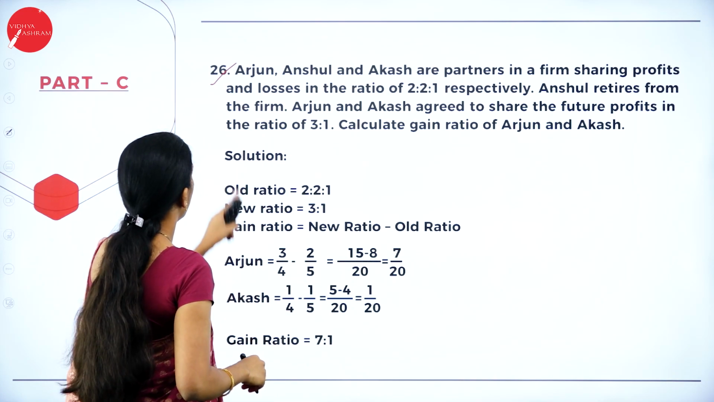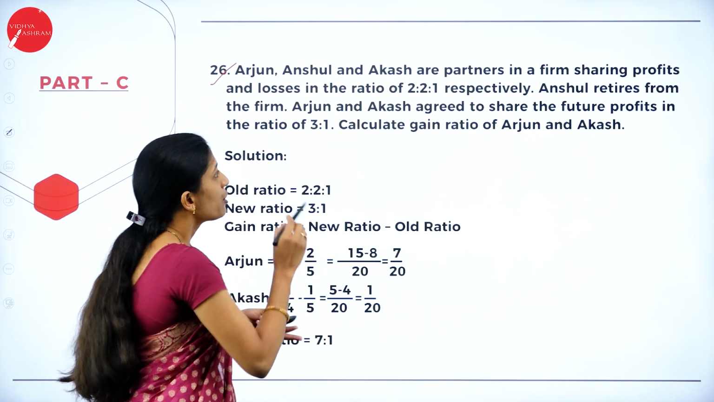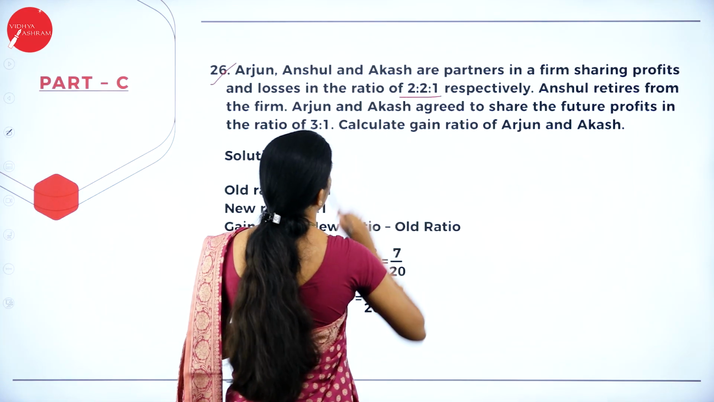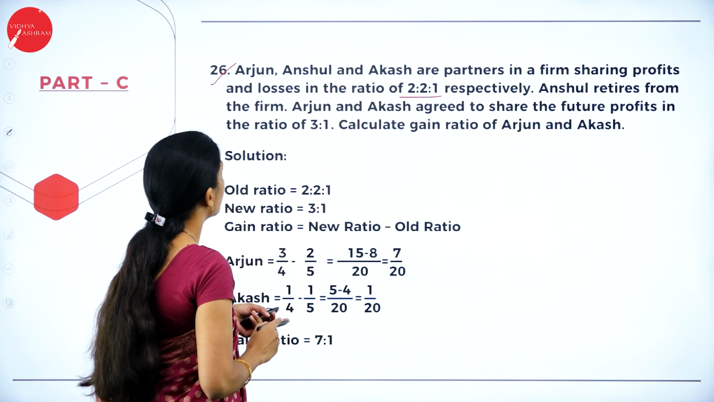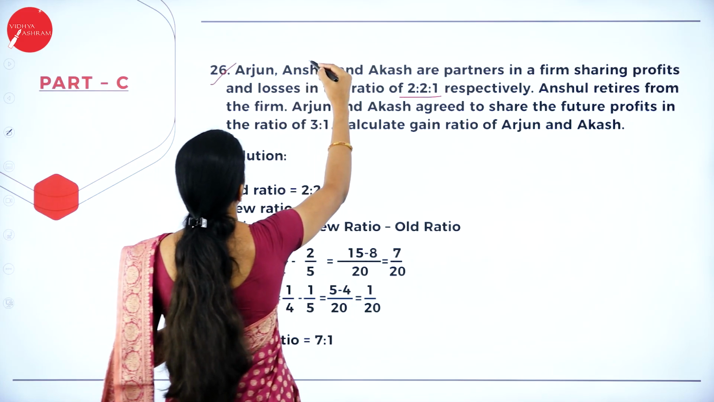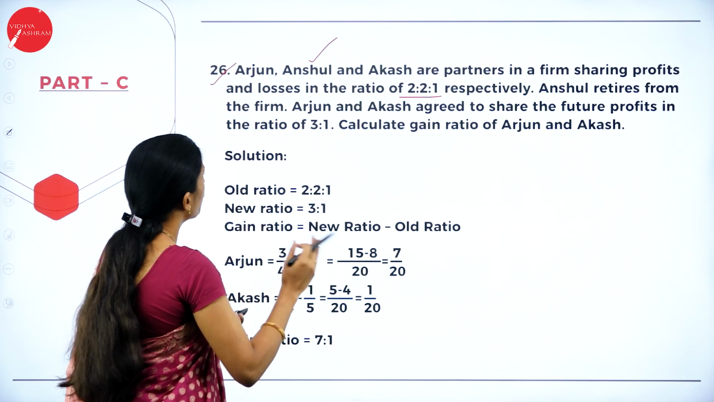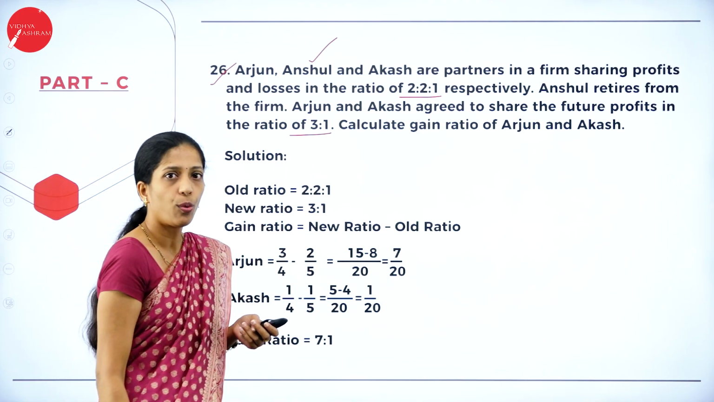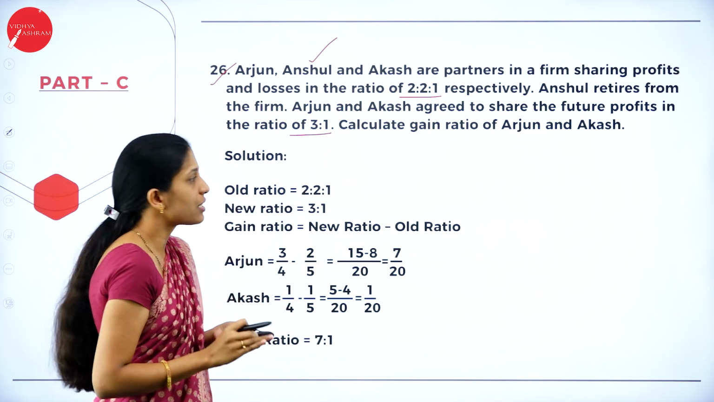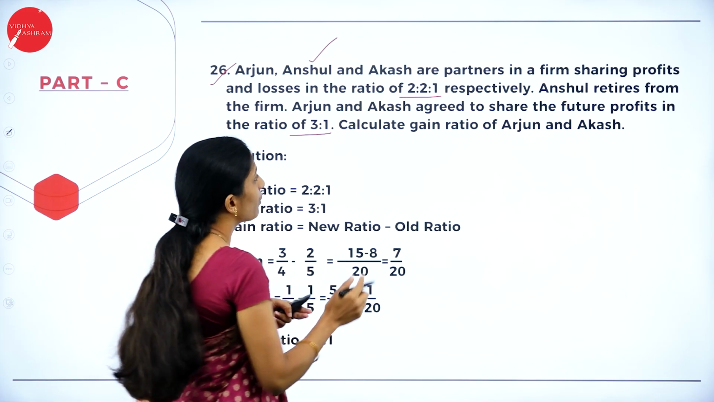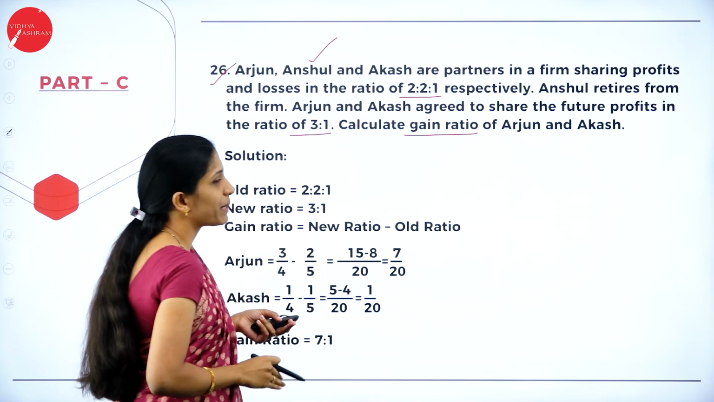Okay, so go through the problem here. Arjun, Anshul and Akash are partners in a firm sharing profit and loss in the ratio 2:2:1. In the sense, they have given the old ratio. Anshul retires from the firm. Now, Anshul retires from the partnership firm. Arjun and Akash agreed to share the future profit in the ratio 3:1. They have given the old ratio, that is 2:2:1, as well as new ratio 3:1. Calculate gain ratio of Arjun and Akash. So, this will be the problem.